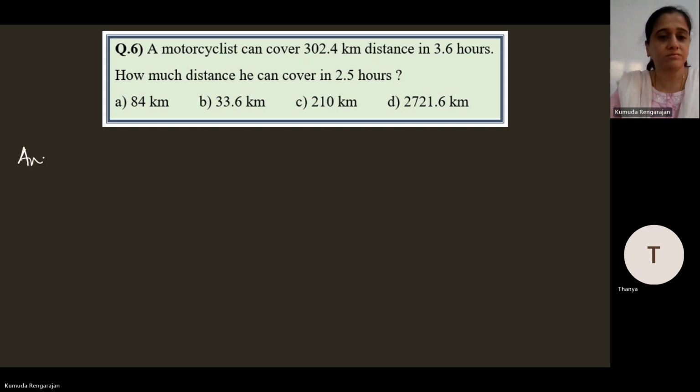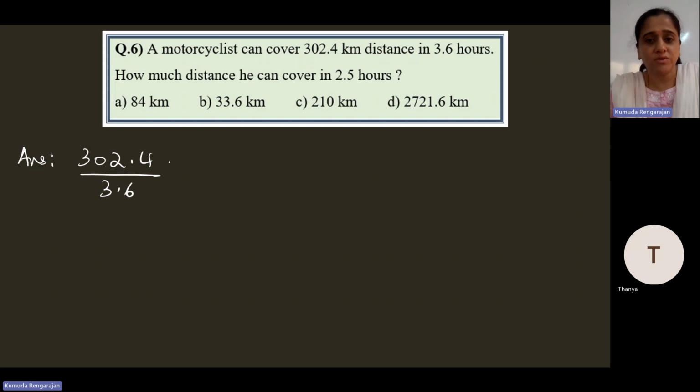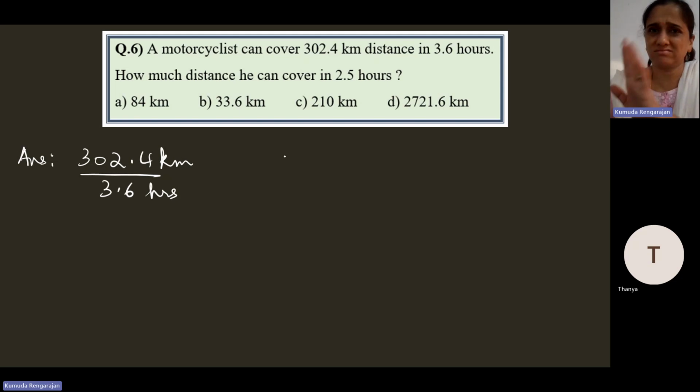So, see here. If you want to find the distance covered in 1 hour, I'll tell you. When you divide 302.4 by 3.6, this is kilometers and this is hours, right? Supposing I just divide, you will not get this answer, but say you get something like 6. So the answer is 6 kilometers per hour.